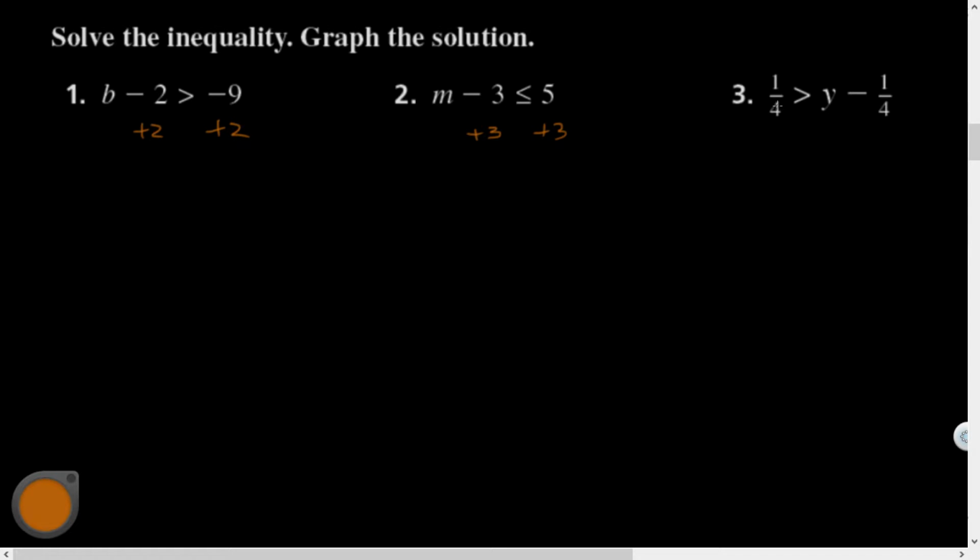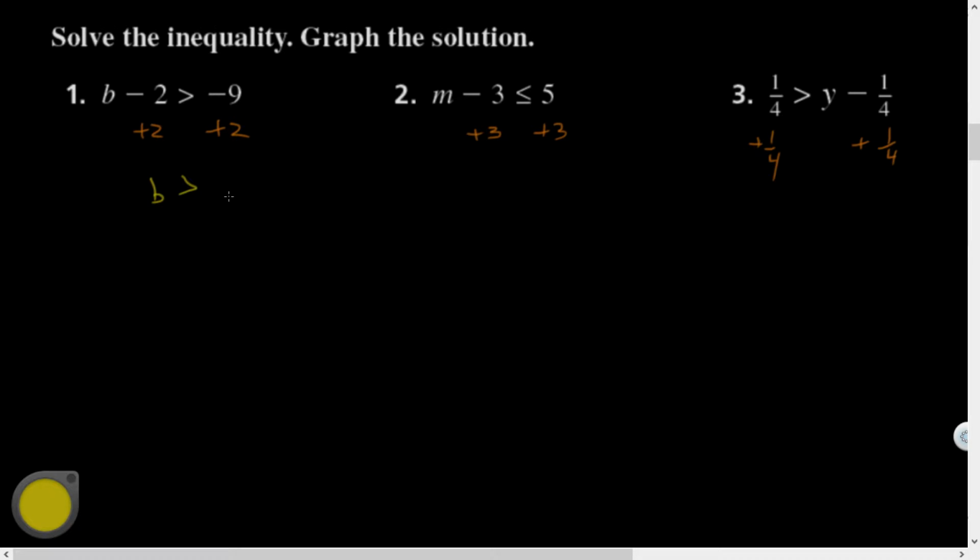Whoa, this one's backwards. A quarter is greater than y minus a quarter. How do I get y by itself? Add 1/4 to both sides. I like it. Okay, let's see what the results are. The results are in here. The negative 2 and the positive 2 cancel out. I get B is, now suddenly, is this going to be like an equal sign? Is this going to be a less than sign? No, it is still greater than. I can add the same thing to both sides. It will still be a greater than symbol.